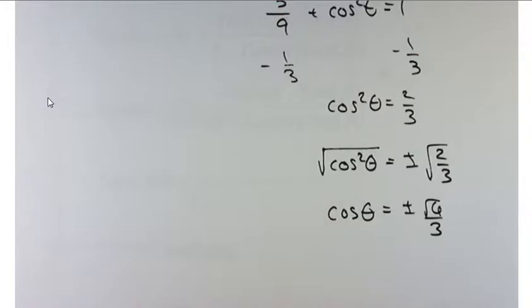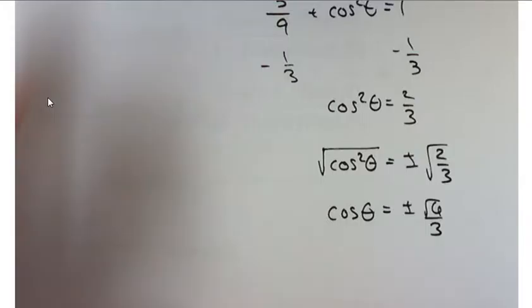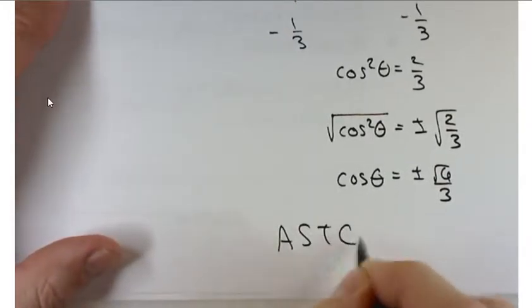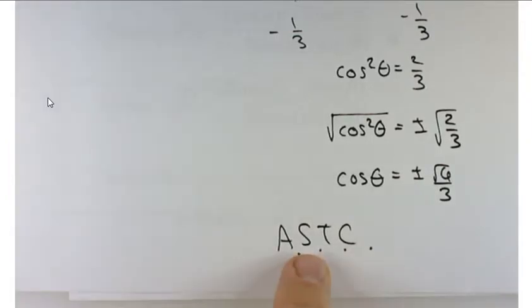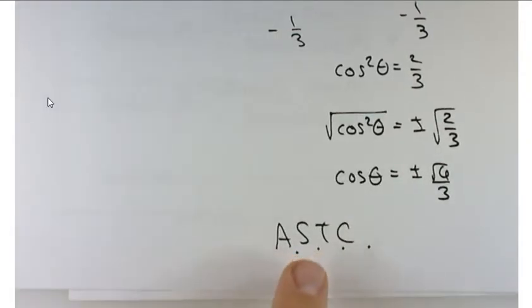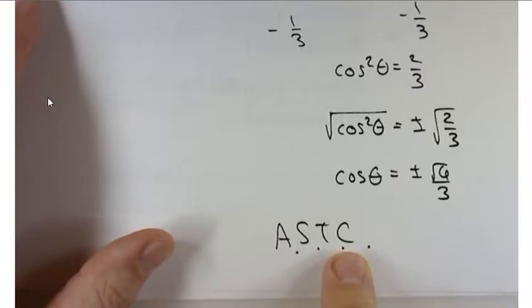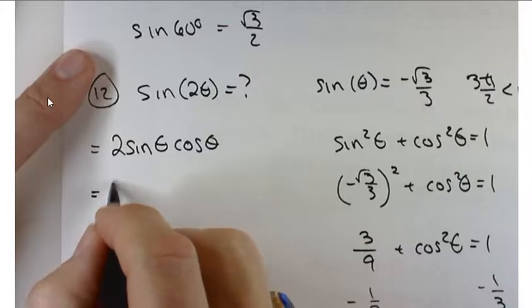Why the negative? Yeah, it's in quadrant 4, right? And a long time ago we went over this. What's that stand for? Yeah, there you go. All students take calculus. Good job. All right, so we want the positive root because cosine is going to be positive in the 4th quadrant. Let's fill this in then.